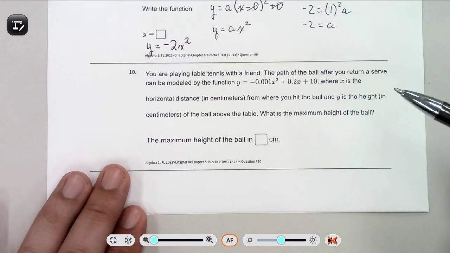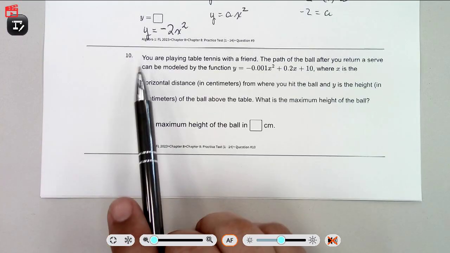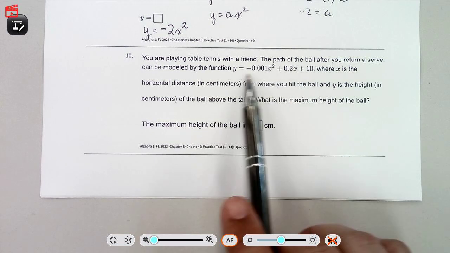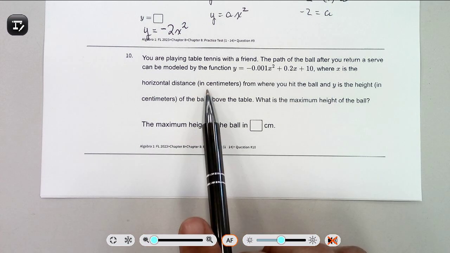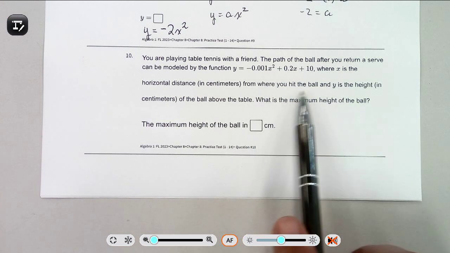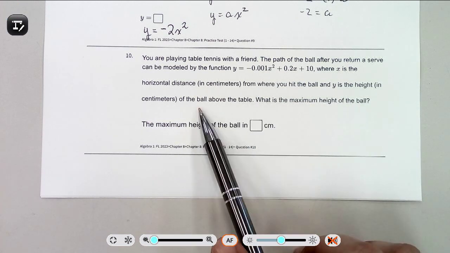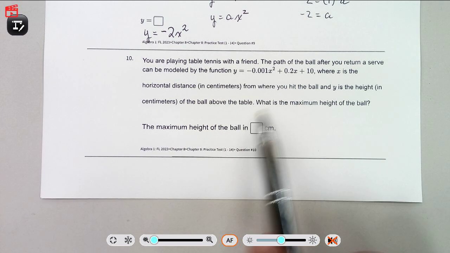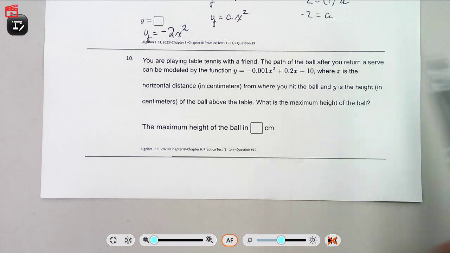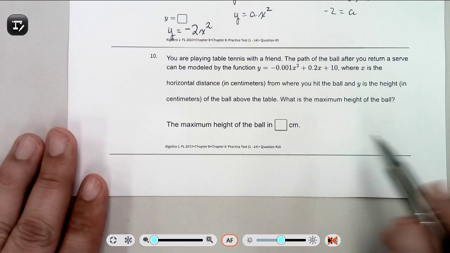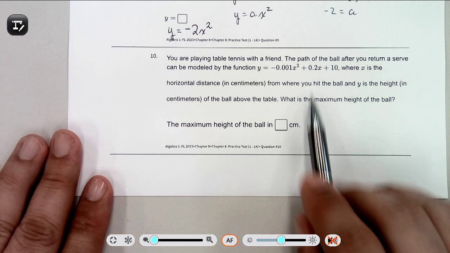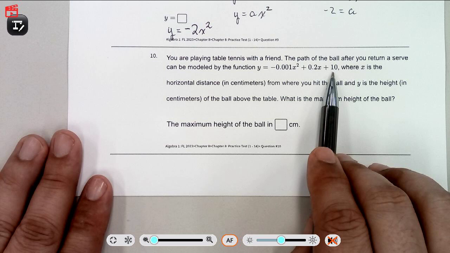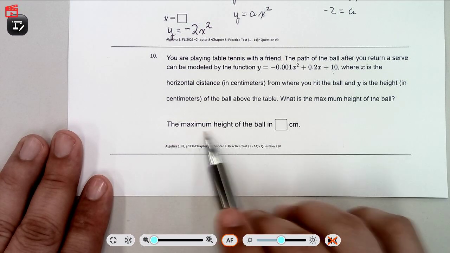Moving forward, number 10, you are playing table tennis with a friend. The path of the ball after you return a serve can be modeled by this quadratic function, where x is the horizontal distance in centimeters from where you hit the ball, and y is the height of the ball above the table. What's the maximum height? So the maximum height is the vertex. This is standard form. There is a little formula for finding the x value, the axis of symmetry, the x value of the vertex, and then the height's going to be the y value.